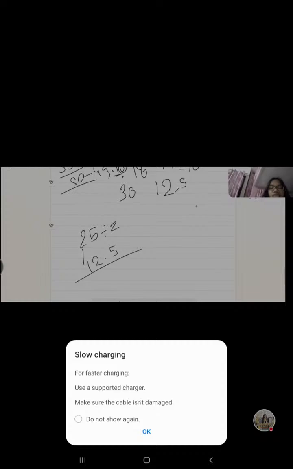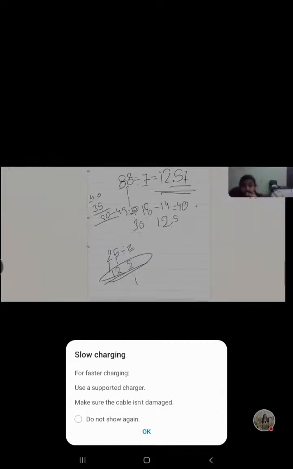So 1, 2, decimal में 1 था हमारे पास, 1 पे 0 ऐड करा, 10 बन गया, 10 divided by 2, 5 होता है, 5 यहाँ पे लिख दिया, 12.5 हमारा answer है. ठीक है? ओके. Any other doubt in any example of 2 digit divided by 1? No. Okay, very nice. That was all.